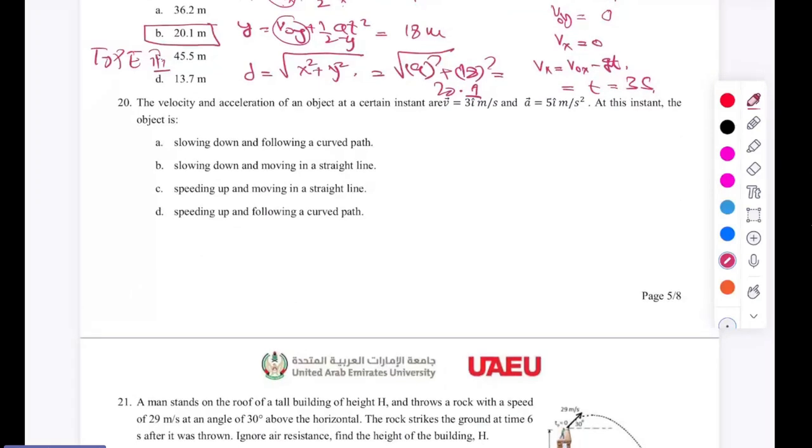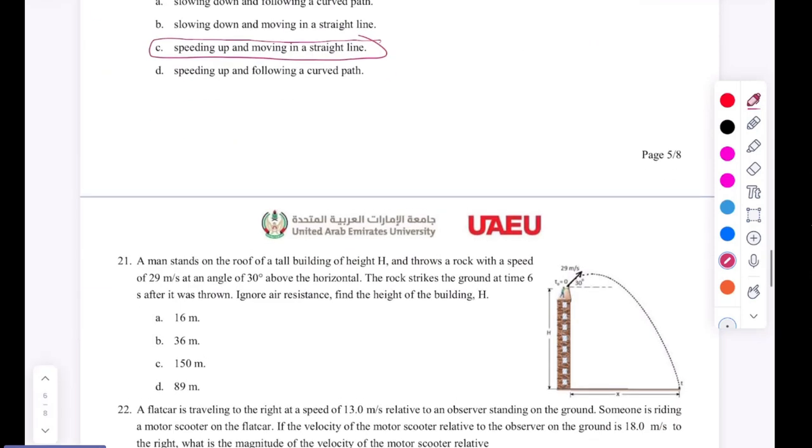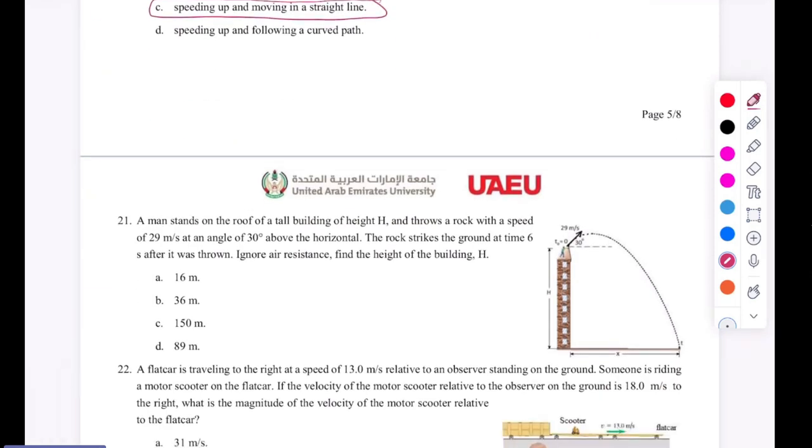Question number 20. The velocity and acceleration of the object at a certain instant are given: v is 3i and acceleration is 5i. At this instant, the object, so this is a type 1 question. Velocity is positive and acceleration is positive. It means it is speeding up and moving in a straight line. So speeding up and moving in a straight line. Great. Now the projectile motion.